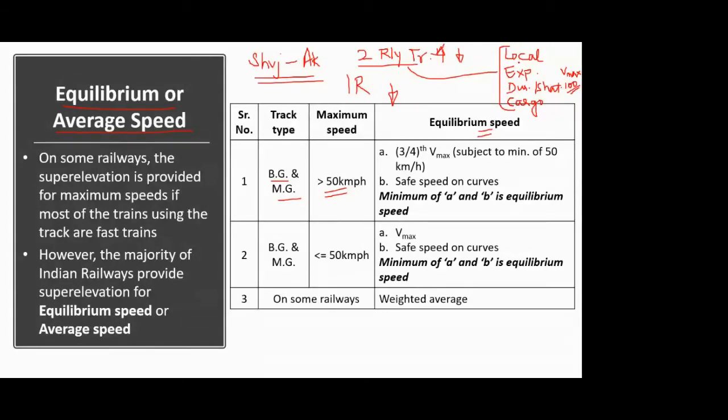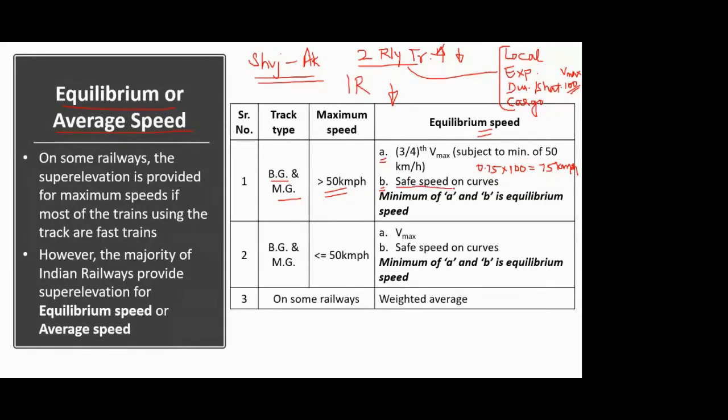Okay, so 3/4 of your Vmax. That is 0.75 into Vmax. In this case, if we are thinking of 100, it will come out to be 75 kmph, the A value. And B value is the safe speed on curves.